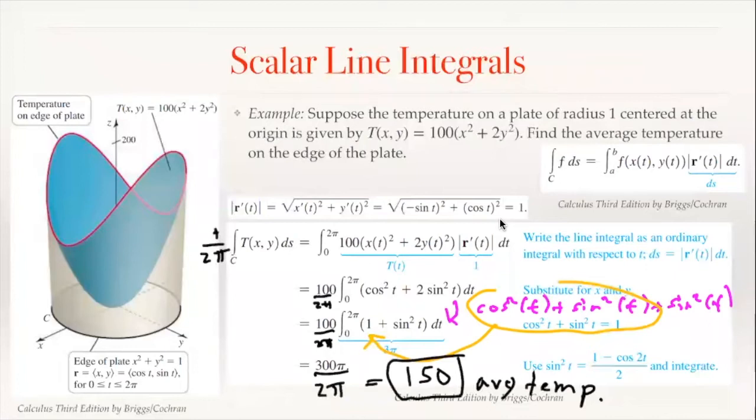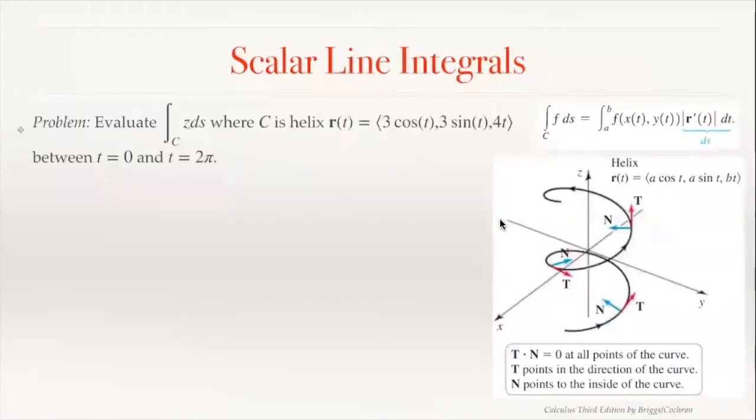All right, so that's scalar line integrals. We can also do scalar line integrals in 3 dimensions. Consider the integral over the curve C of z ds, where C is this helix between time t equals 0 and t equals 2 pi. So that's one revolution around this helix.